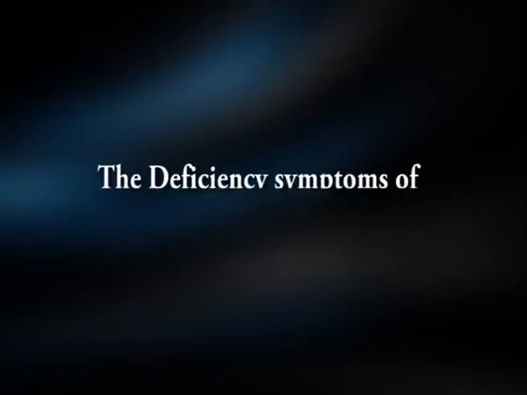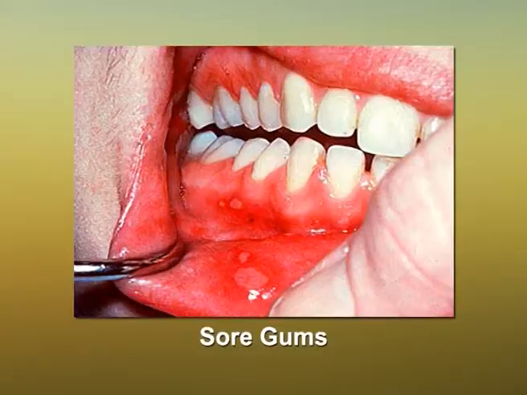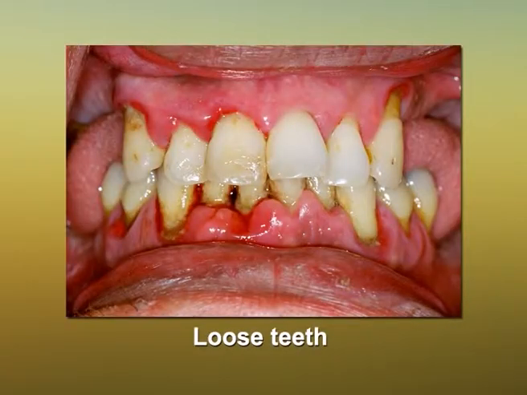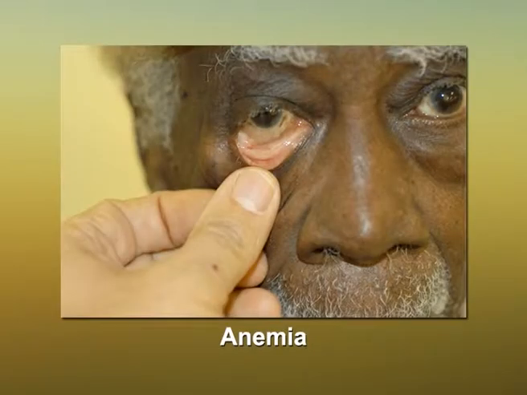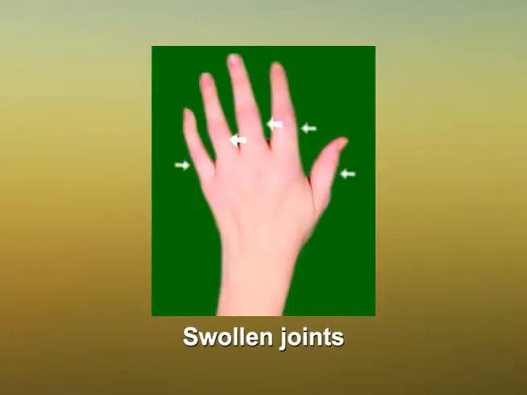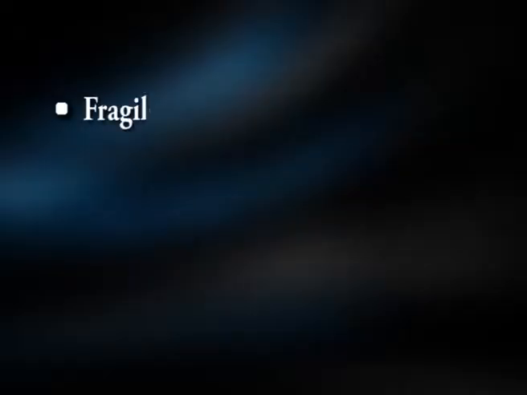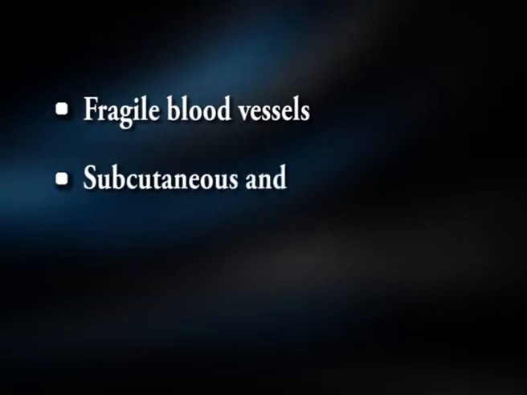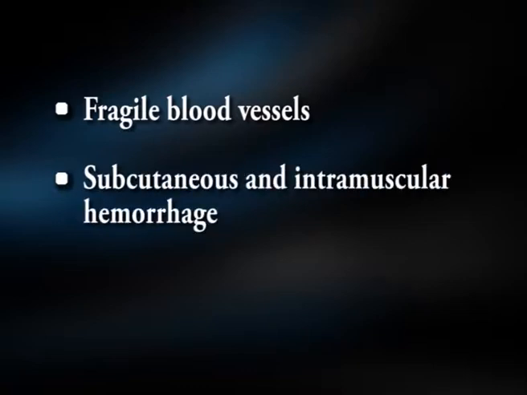The deficiency symptoms of vitamin C. Lack of vitamin C causes a disease called scurvy, characterized by spongy and sore gums, loose teeth, anemia, swollen joints, fragile blood vessels, subcutaneous and intramuscular hemorrhage, and delayed healing.